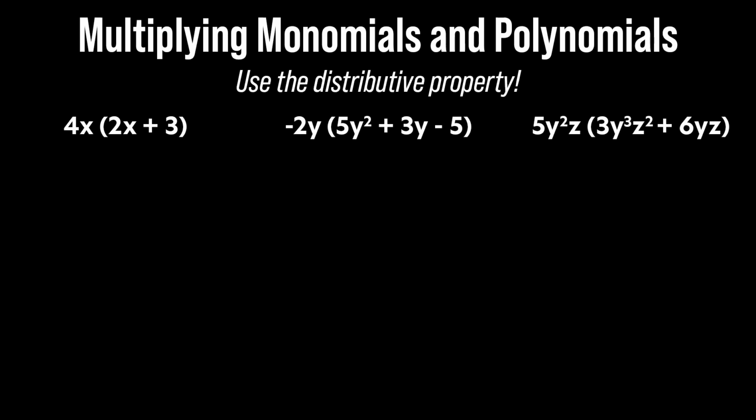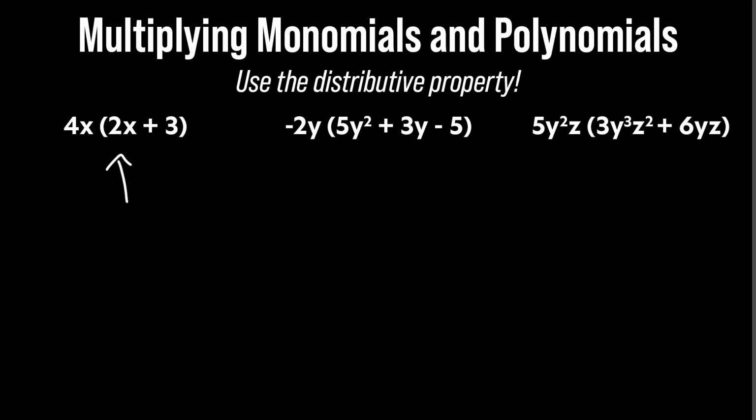Today, we're going to learn about multiplying monomials and polynomials. Just use the distributive property. So for example, if we had 2 times (3 plus 2), then it'd be 2 times 3, which is 6, plus 2 times 2, which is 4. And this would be equal to 10.